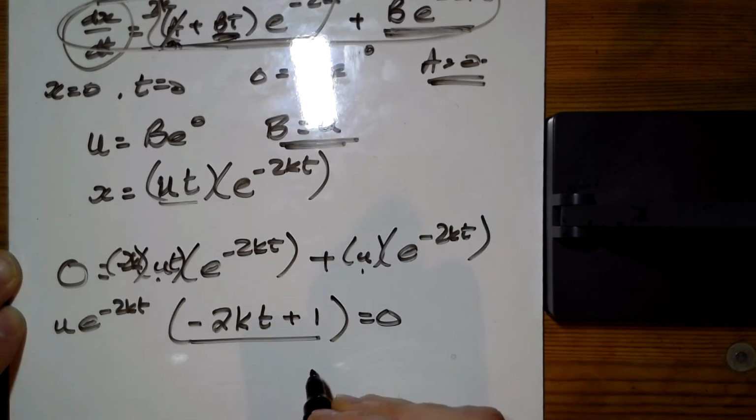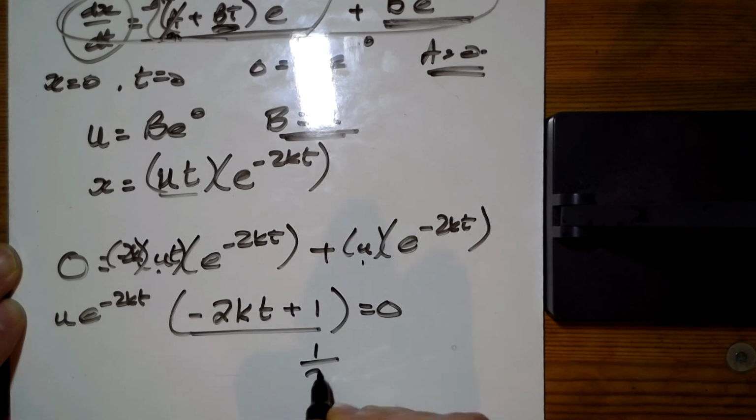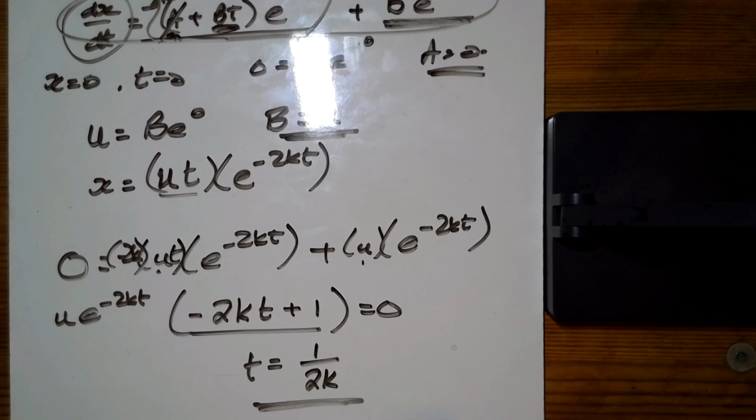And so what am I trying to find out? I'm trying to find out what t is, aren't I? So t is equal to, we got here, 1 over 2k. Put that in there and we get the velocity is 0. If the velocity is 0, then it's an instantaneous rest. There we go.